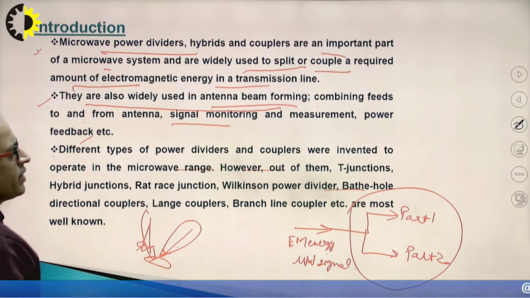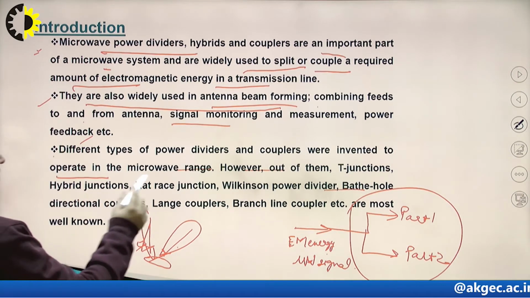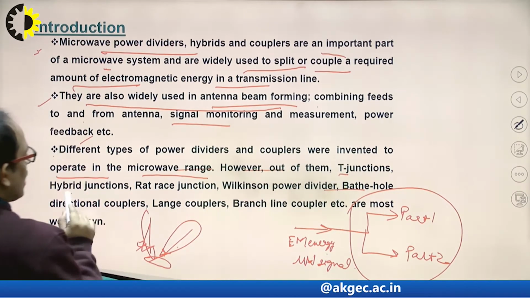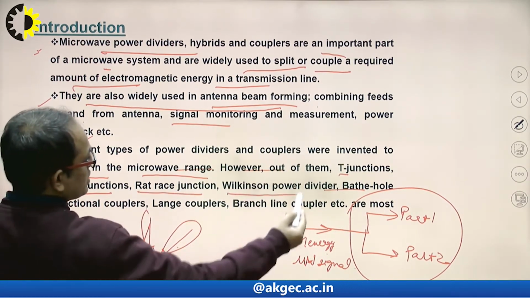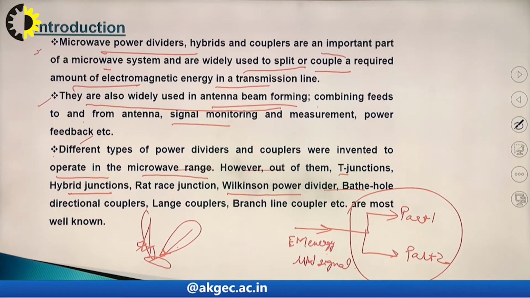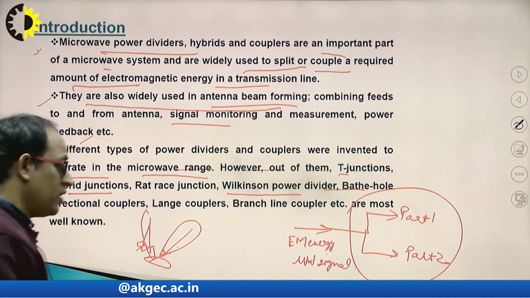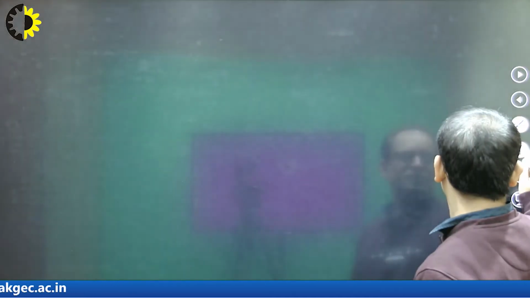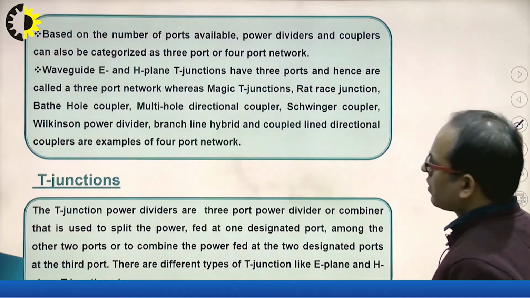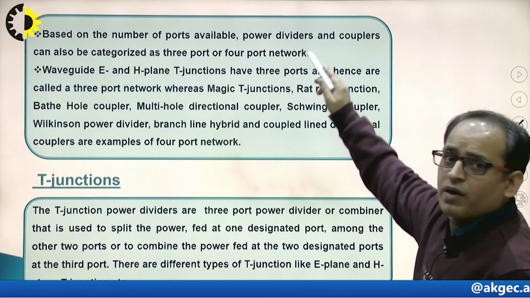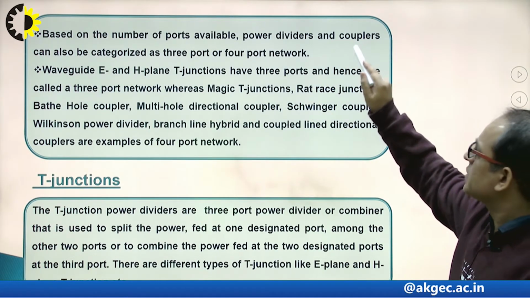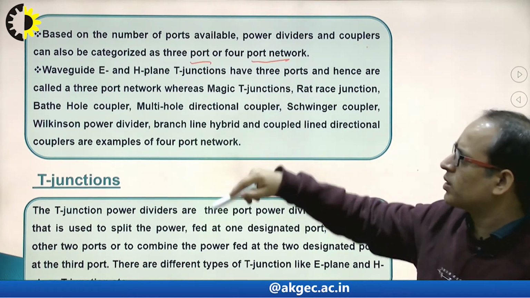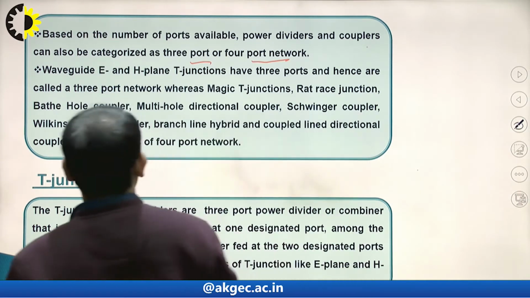Different types of power dividers were also invented in order to operate in the microwave range. Out of them, the T junction, hybrid junction, rat race and Wilkinson power divider are the most important and well-known components in the area of microwave components. Based on the number of power ports available, power dividers and couplers are categorized into two types, the 3-port and the 4-port network.